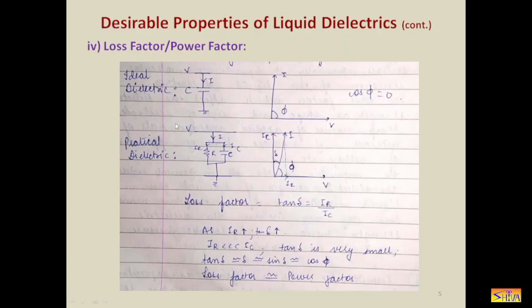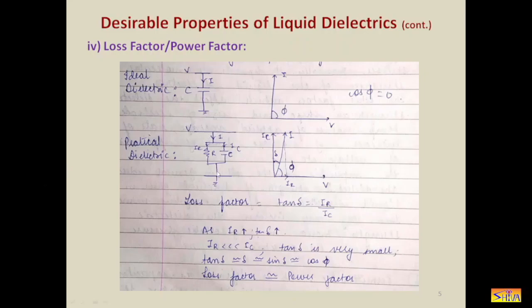We consider an ideal dielectric for drawing the equivalent circuit and other functions only, but practically we don't have any ideal dielectric. Whenever we consider practical insulation, it has some resistance also. So a practical dielectric is represented by this electrical equivalent circuit. It is a resistance in parallel with a capacitance. It can also be represented as a resistance in series with a capacitance, but here I am representing the parallel combination.